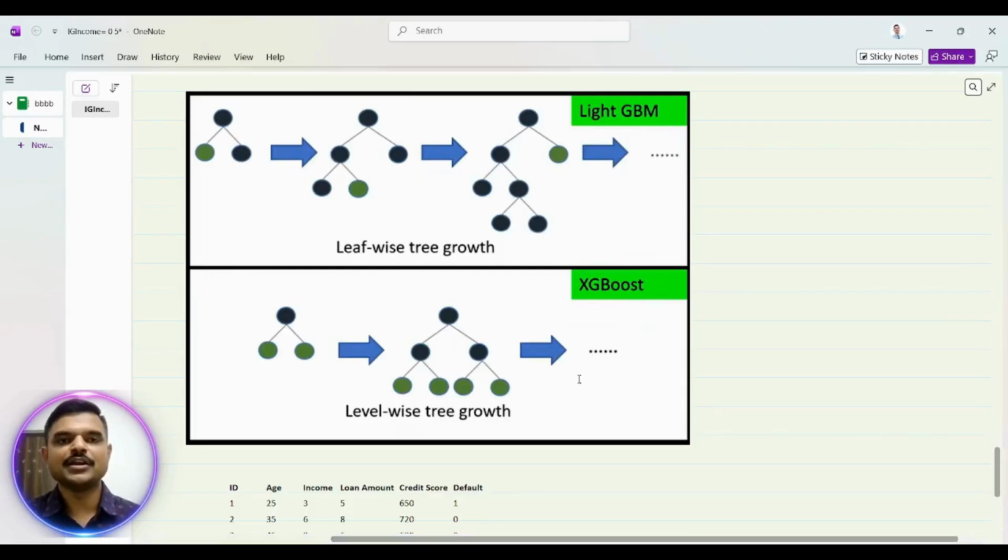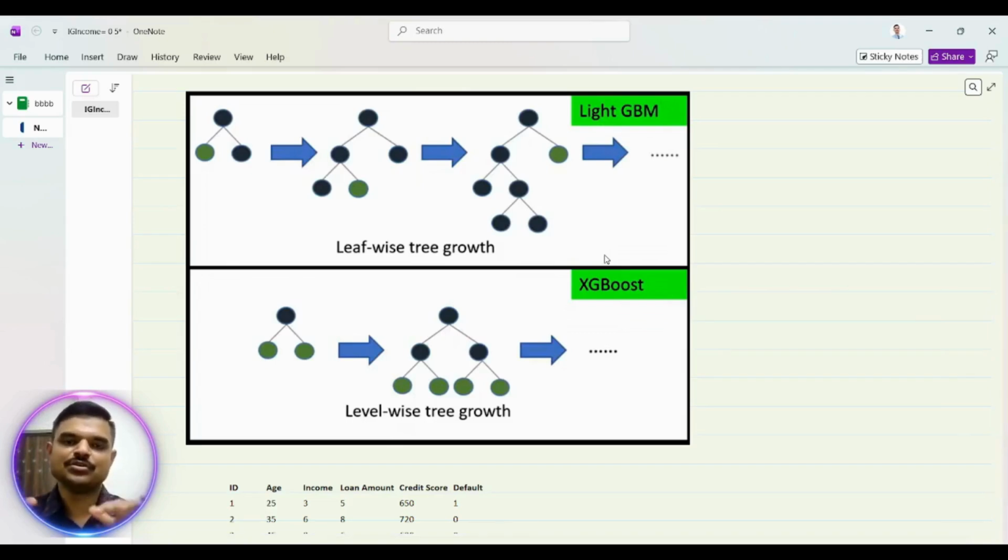Here you can clearly see the difference. In XGBoost, we do level-wise tree growth, and here in LightGBM, we go leaf-wise, meaning we go deeper leaf-wise. So this gives us output very fast as compared to extreme gradient boosting. This is the major difference, and this is the core difference between LightGBM and XGBoost.